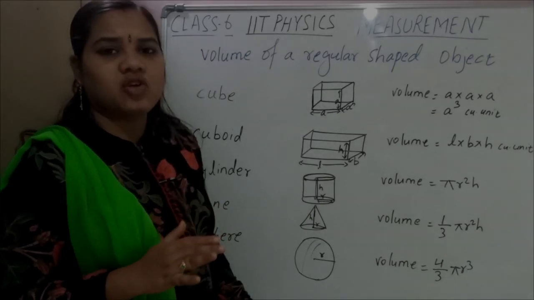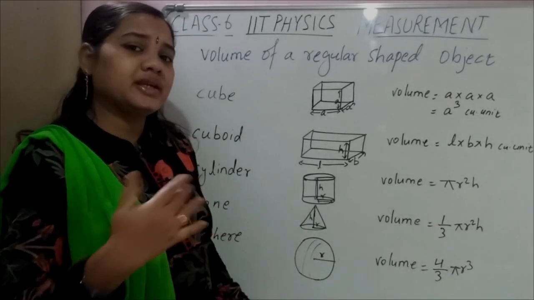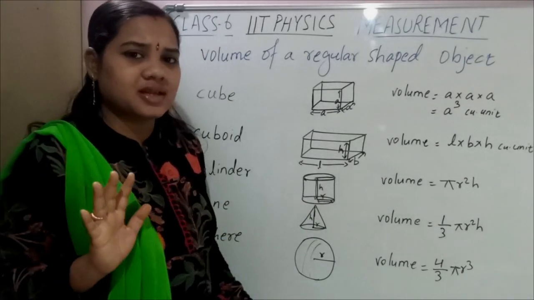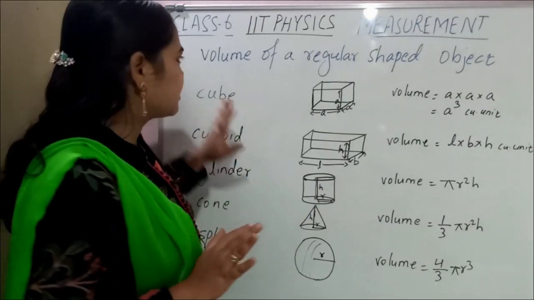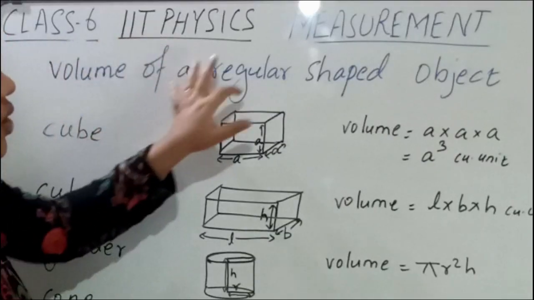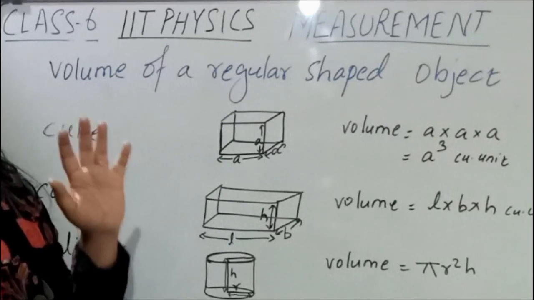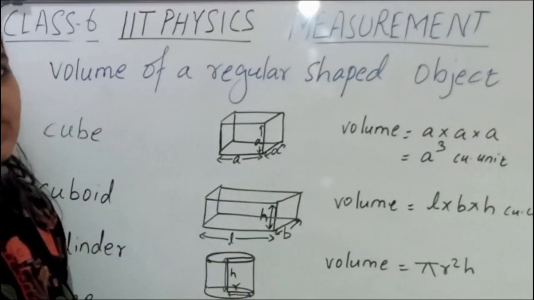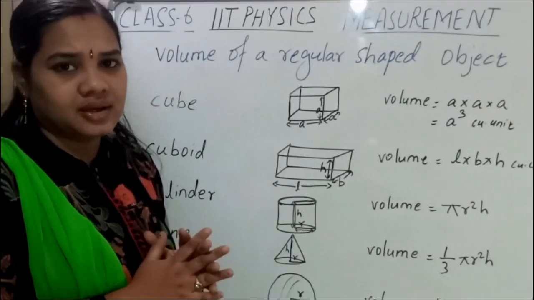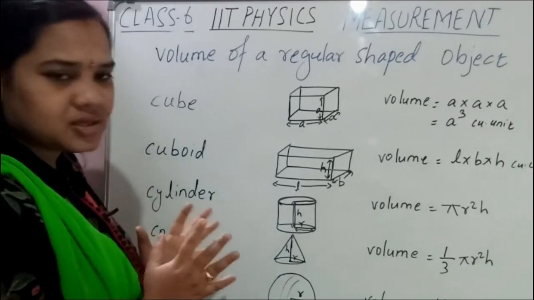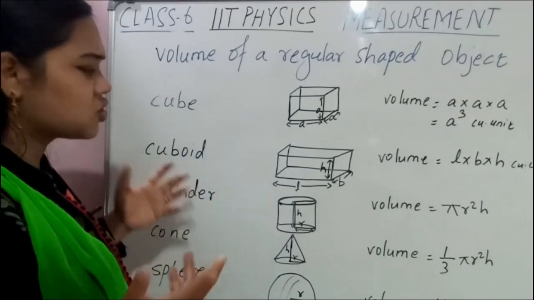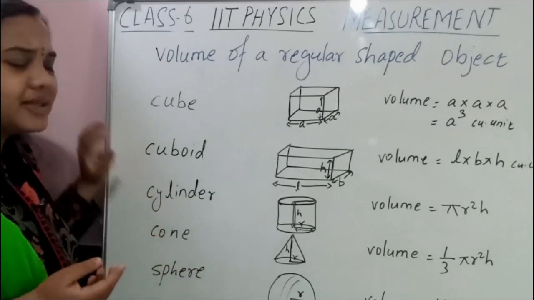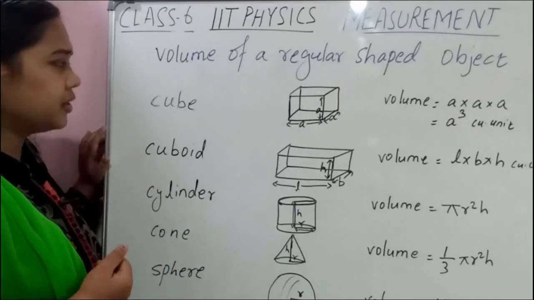To find volume of regular shape objects and irregular shape objects, different methods are there. Now we are discussing volume of a regular shaped object. To find volume of a regular shaped object, we have some definite formula. Clear? So now we will see that one. There are so many regular shaped objects. In that, a few common ones I am showing you now.